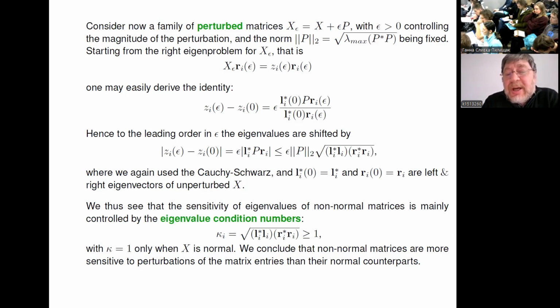Since it is larger than or equal to 1, as we already discussed, non-normal matrices are more sensitive to perturbation than their normal counterparts. This parameter, which is known in the literature as the eigenvalue condition number, can be only 1 for normal matrices. So it is a useful quantity which in some sense can be used to characterize non-normality, one of the quantities which conveniently characterizes the non-normality of the matrix.